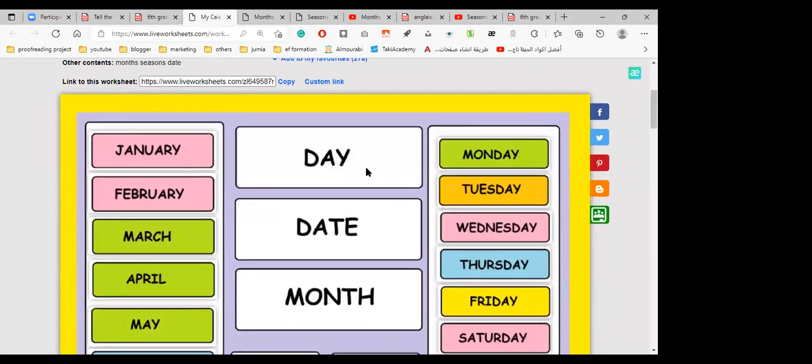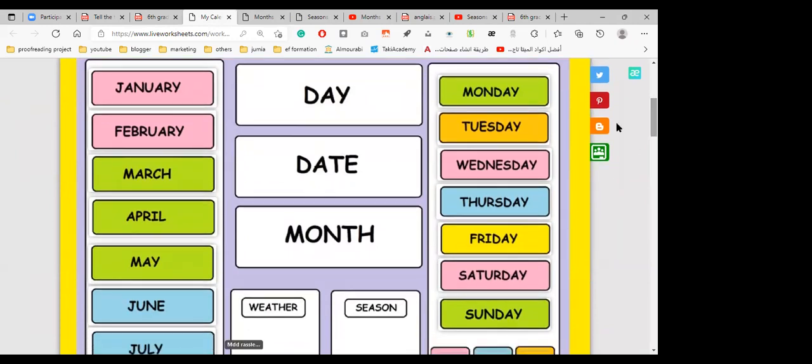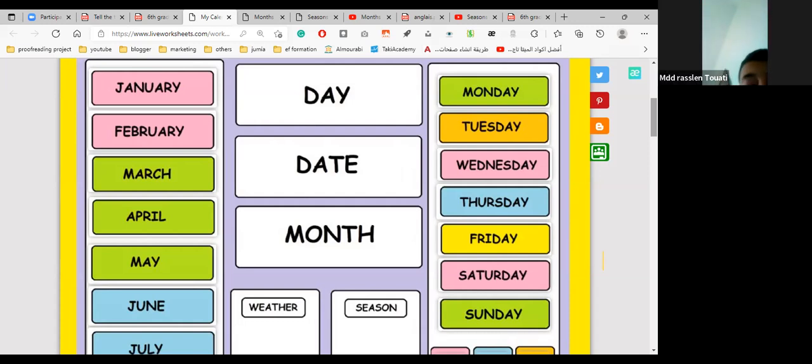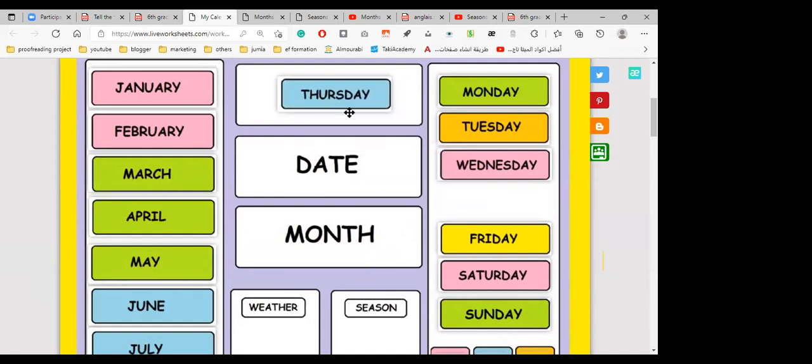Here we have the days. Who can read the days here? What are the days? Yes, can anyone read? Monday, Tuesday, Wednesday, Thursday, Friday, Saturday, Sunday. Okay, very good. So, what's today? What's the day of today? Today is Thursday. So we are going to choose Thursday.